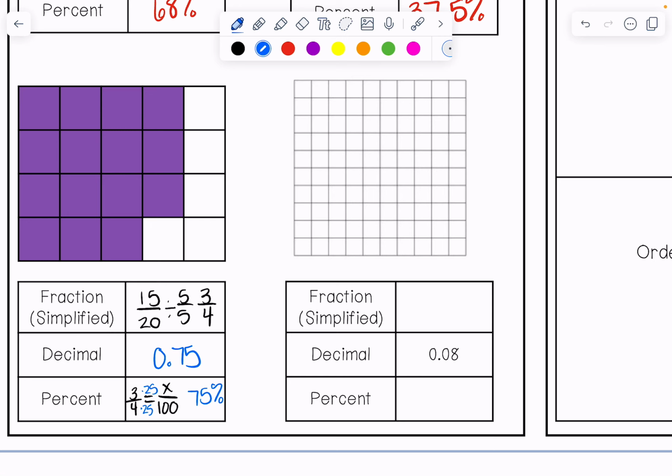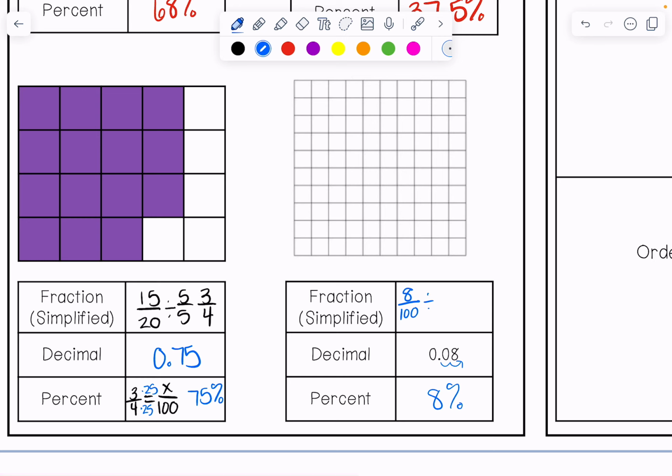This one here, I have my decimal. To go from a decimal to a percent, I'm going to move 2 places to the right. So this would be 8%. Again, remember when you're finding a percent, you need that percent sign. And then fraction, 8% would be 8 out of 100.